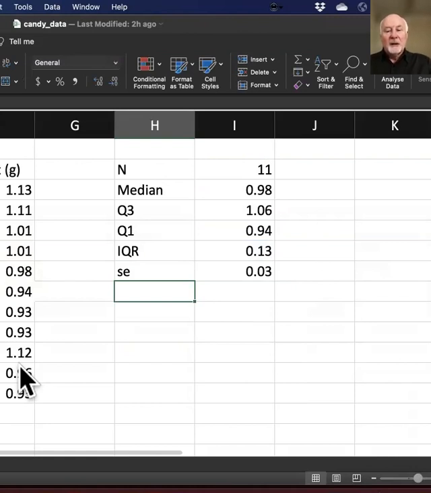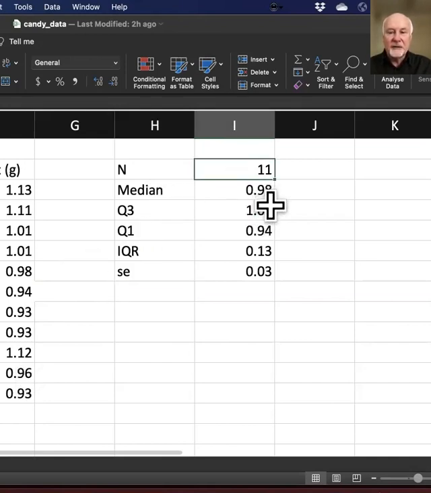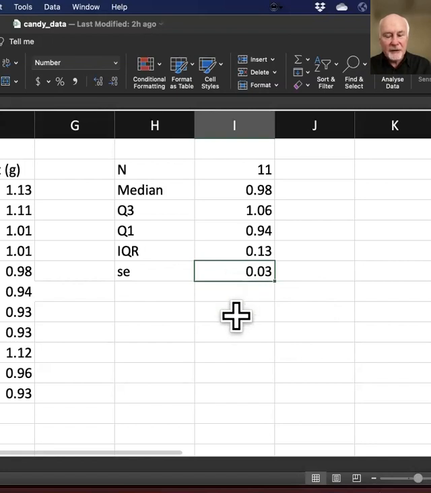So what I'm doing here is trying to estimate the median weight of the Smarties in my bag. I've taken a sample of 11 and done this little calculation that gives me the standard error. The standard error tells me that if I use the median of my sample as my estimate of the median for the whole bag, there will be a certain amount of error in that estimate because I'm using a sample and not the whole bag. That is expressed as the standard error, and it's 0.03 grams.